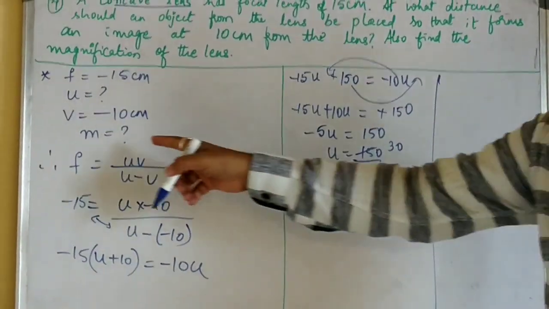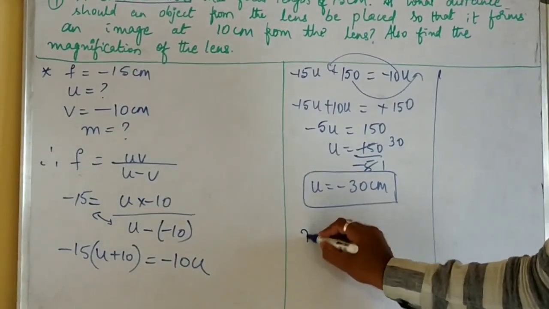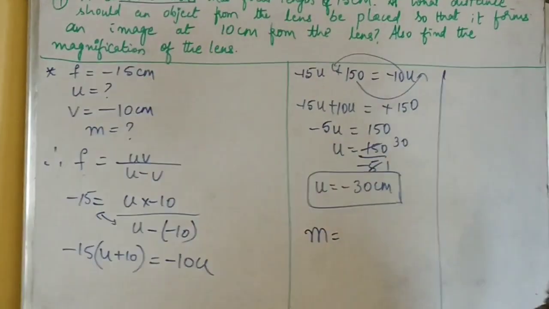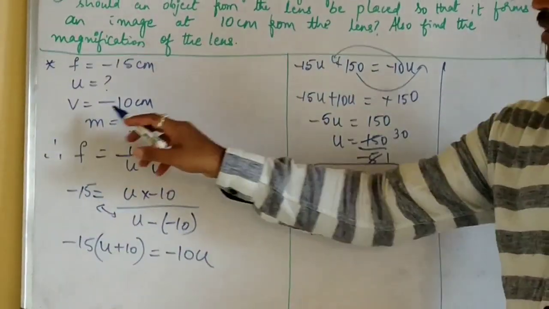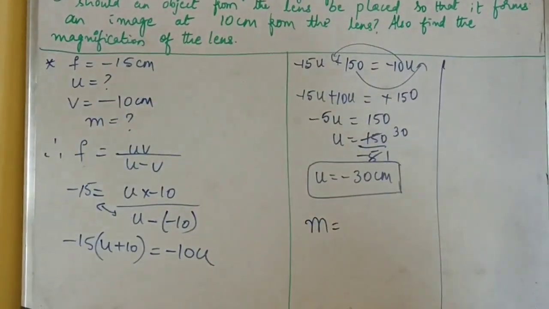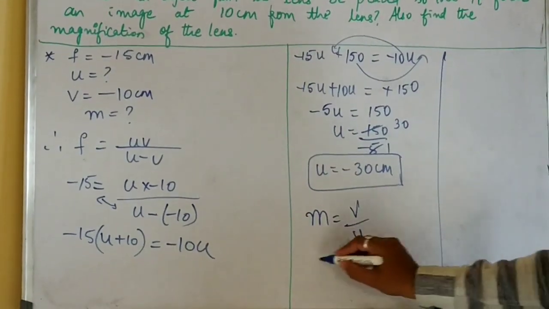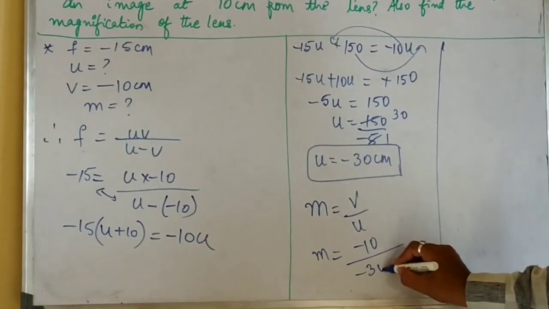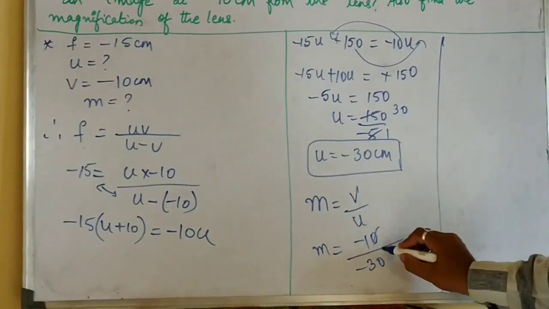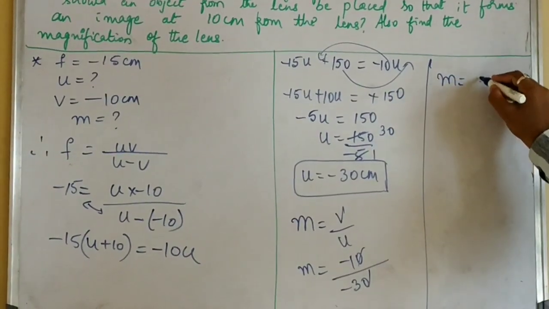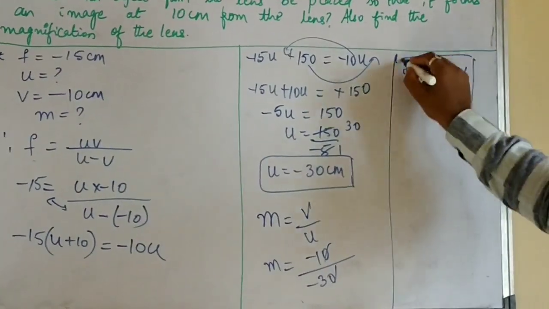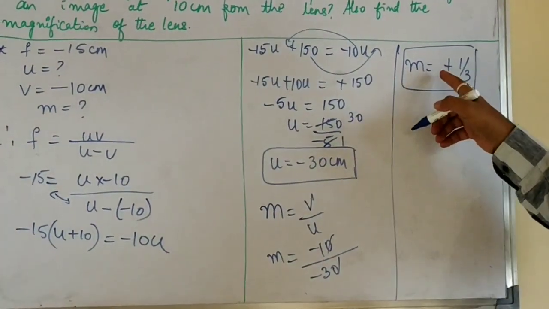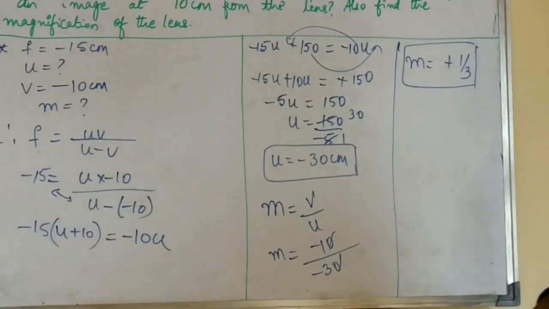Next you have to find out what? The magnification, right? So magnification M is equal to, they have not given the size of the object and size of the image, so that's why we have to take image distance by object distance. That is, we know that M is equal to V by U, or M is equal to V is minus 10 divided by U is minus 30. Minus divided by minus is plus, so what you will get? M is equal to plus 1 by 3. You can even simplify and keep it in decimal also. So the magnification factor is equal to plus 1 by 3.